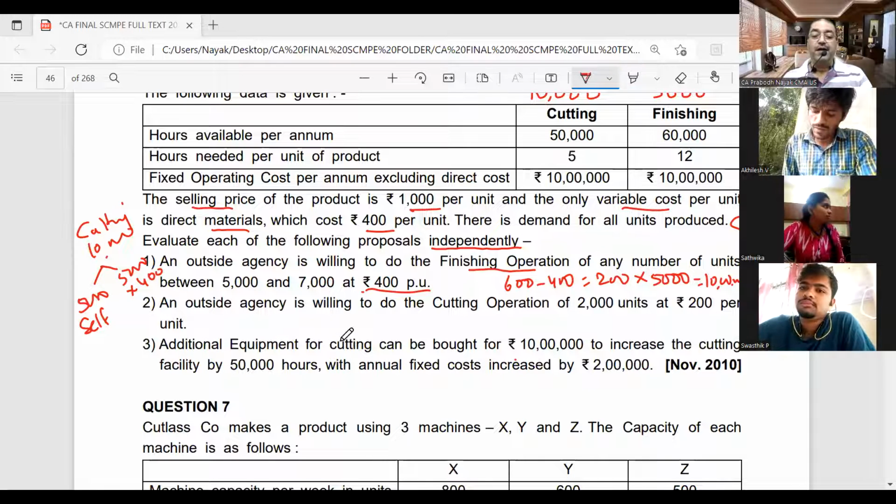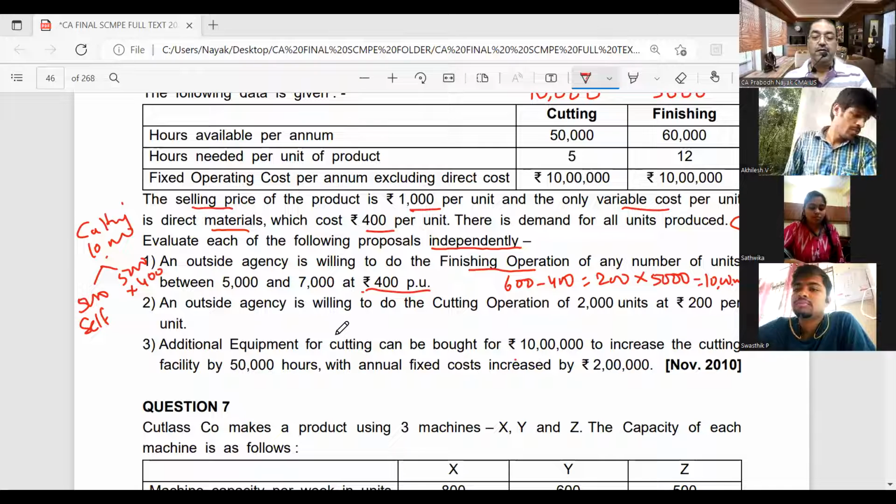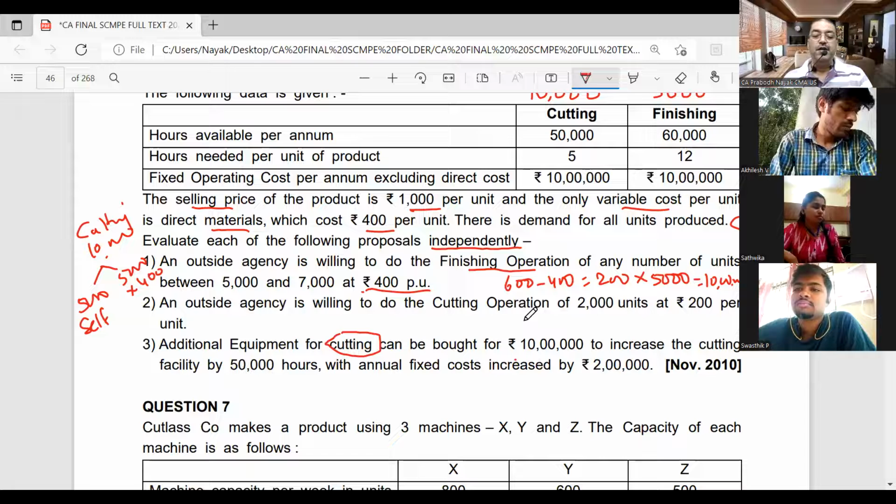Additional equipment for cutting. Again, it is saying cutting. Additional equipment for cutting can be bought for 10 lakhs to increase the cutting facility by 50,000 hours with annual fixed cost increased by 2 lakhs. I don't require additional capacity for the cutting process. So again, that is not required.